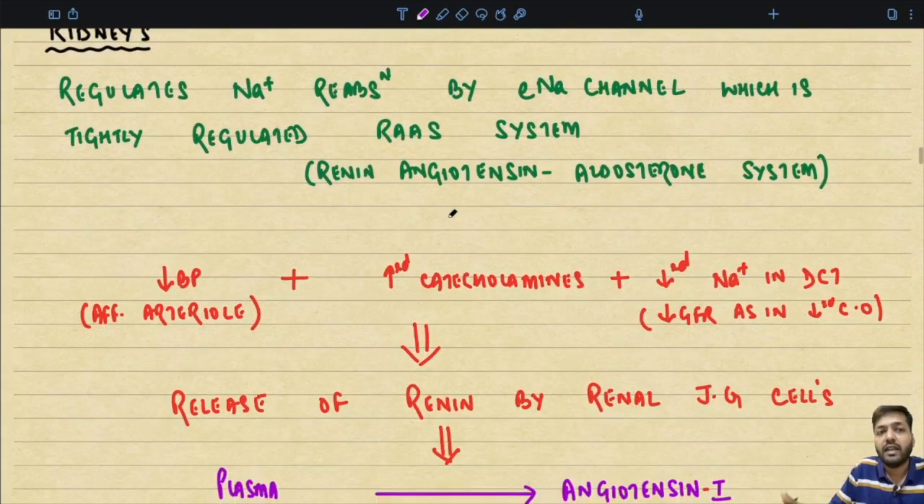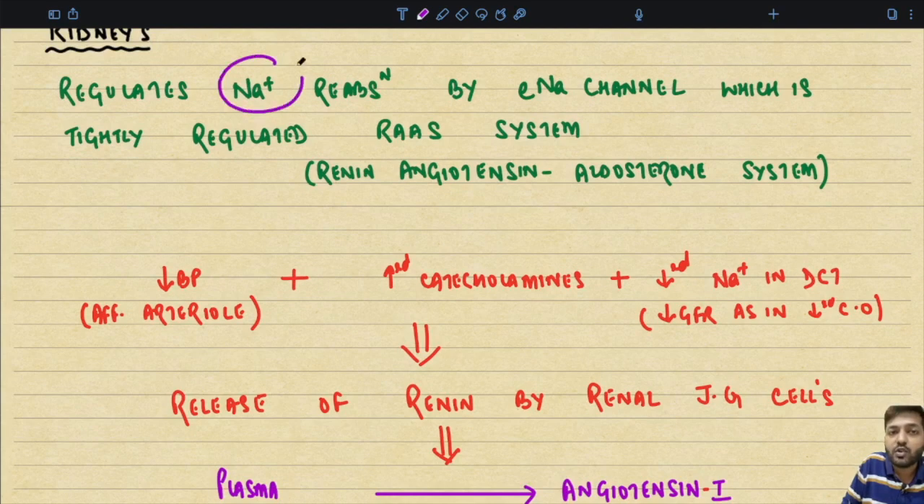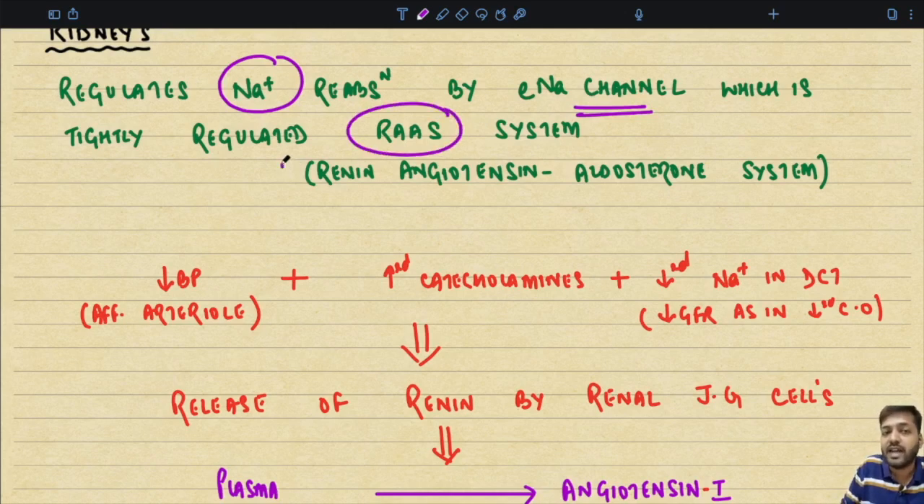Now if you look at the kidneys, they regulate sodium reabsorption by the epithelial sodium channels at the level of the distal convoluted tubules, which is tightly regulated by the RAS system. The RAS system stands for the renin angiotensin aldosterone system. So kidneys regulate sodium reabsorption with the help of epithelial sodium channels in the distal tubules, which is tightly regulated by the renin angiotensin aldosterone system.